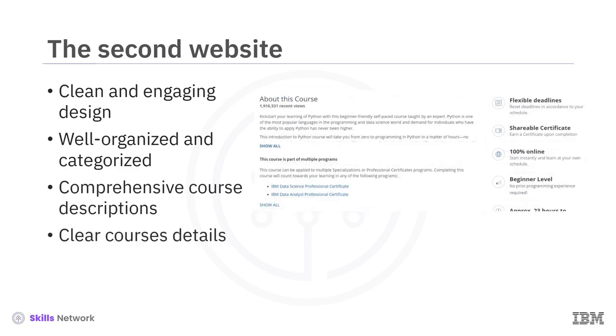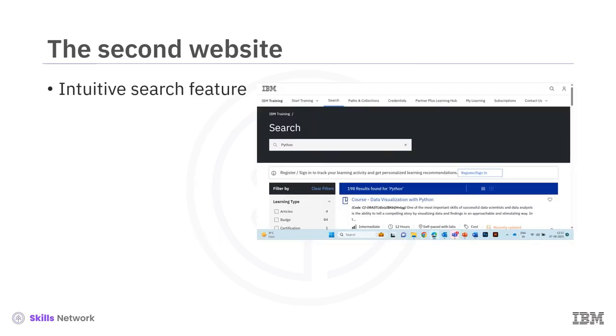The descriptions cover details about the course content, curriculum, teaching approach, and any prerequisites, giving Smith a clear understanding of what to expect from each course. The second website's user experience is further enhanced by an intuitive search feature that allows Smith to easily search for specific topics or keywords related to Python courses. This feature saves him time and ensures he can quickly find courses that align with his interests.